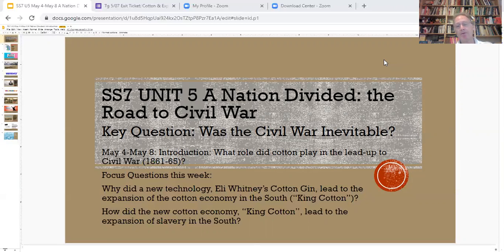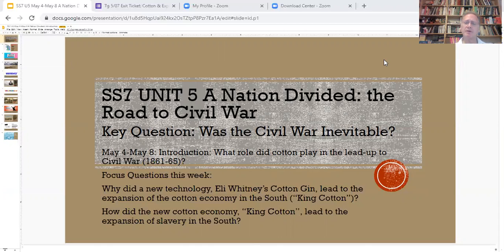And so what we're going to be looking at is, why? Why did the United States almost break apart, or actually it did break apart for 4 or 5 years? What was the road to civil war? What were the origins? What led to this enormous conflict? And the overall key question we're going to be asking is, was the Civil War inevitable? Did it have to happen? What were the factors that led to this war?